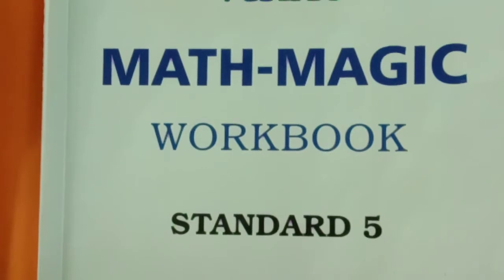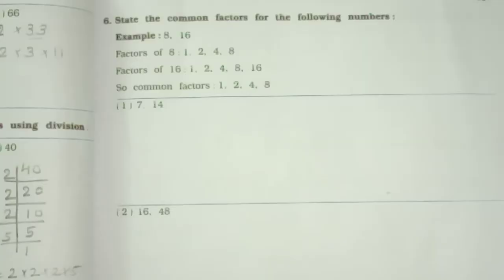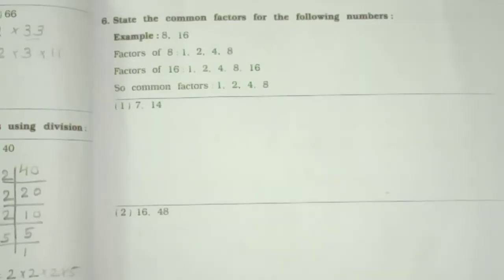In this video, we will solve some workbook exercises from chapter number 6. Be my multiple, I will be your factor. Page number 81, chapter number 6, question number 6. State the common factors for the following numbers. We have to find out the common factors of given numbers.